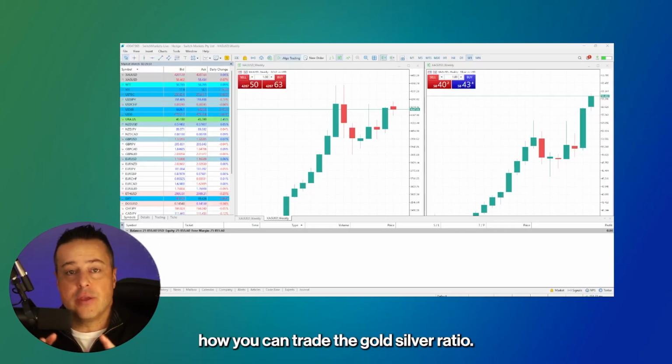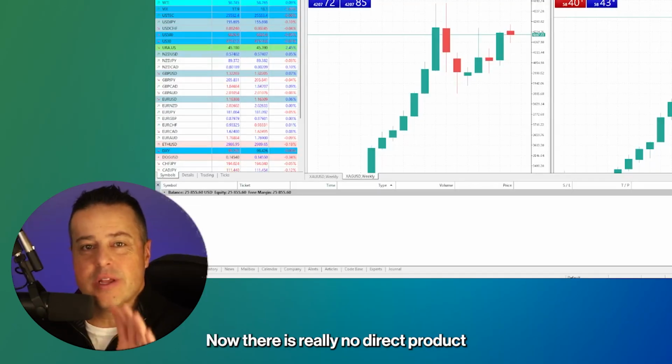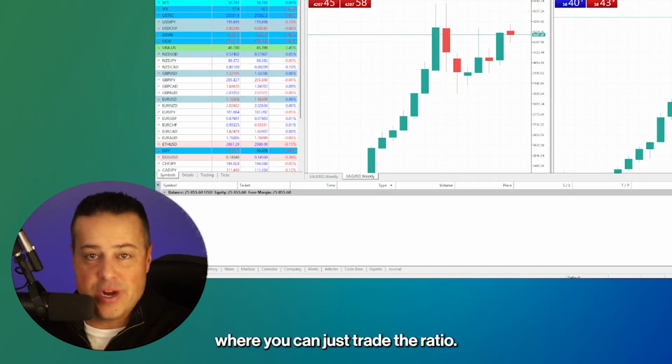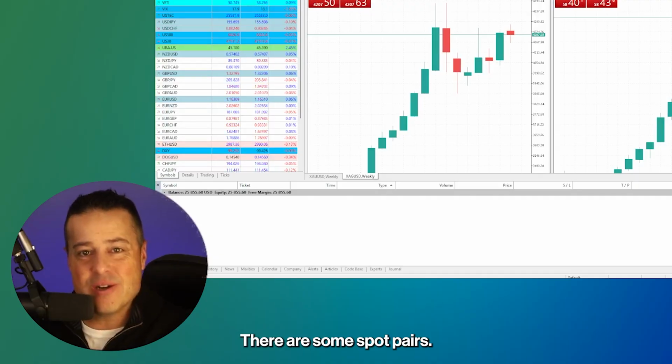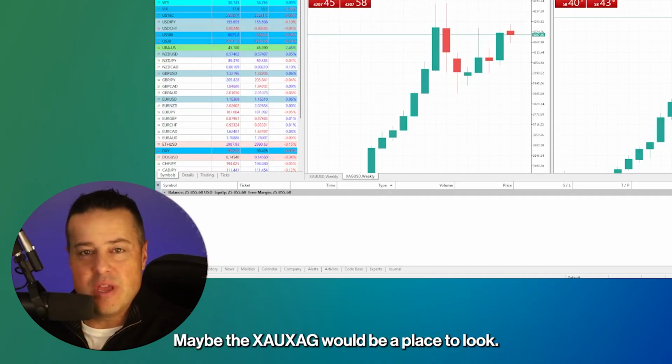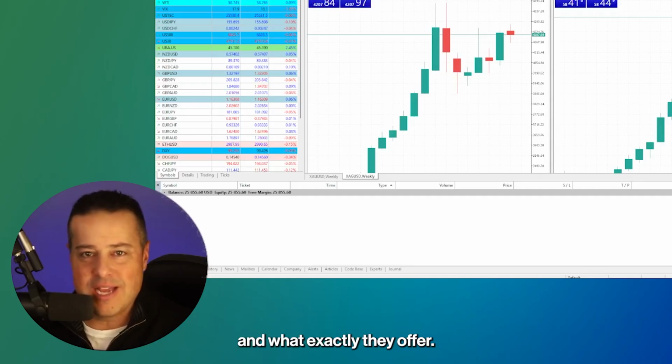All right, let's run through how you can trade the gold-silver ratio. There is really no direct product where you can just trade the ratio. There are some spot pairs, maybe the XAU, XAG would be a place to look. It really depends on your broker and what exactly they offer.